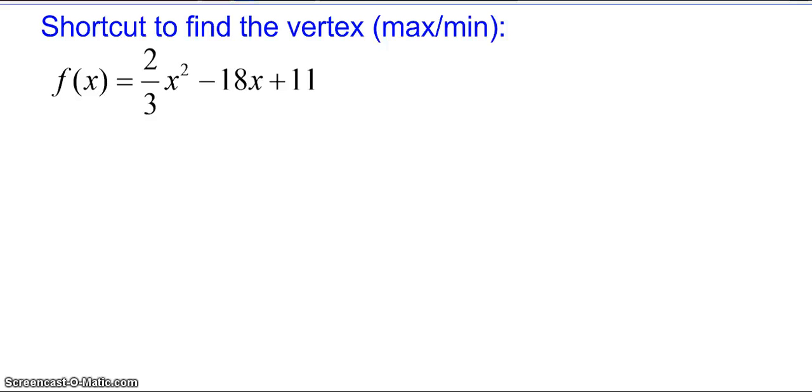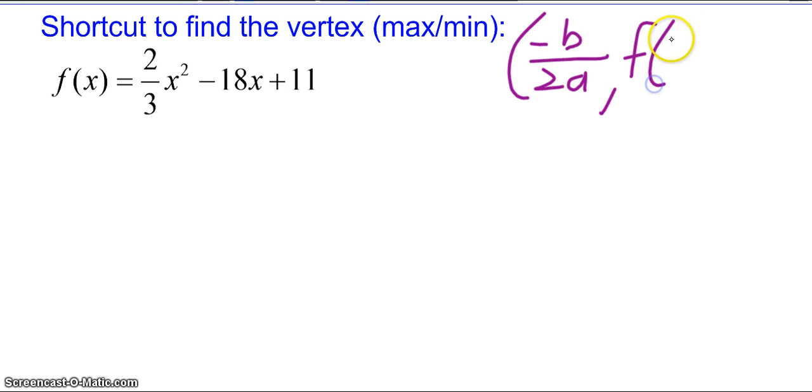So the shortcut is that the vertex is the point opposite of b over 2a, comma, and then if we plug that back into the function, f of opposite of b over 2a. So now there's a couple of ways in which we can prove this to ourselves. One is we could complete the square.